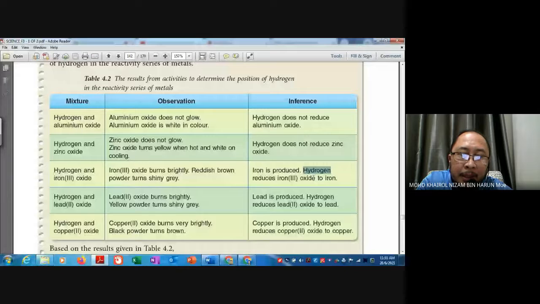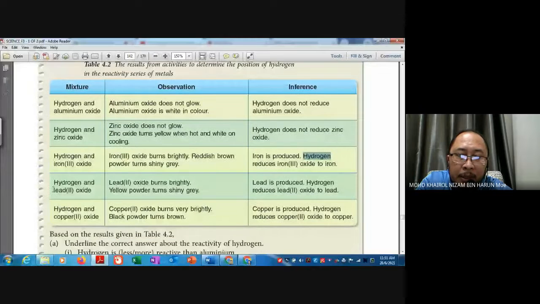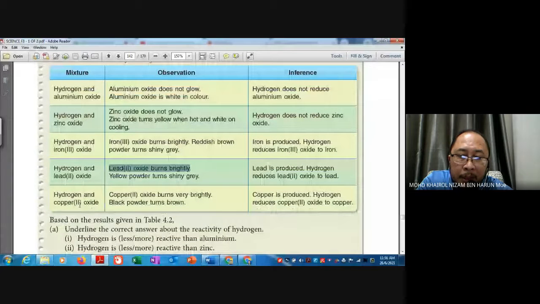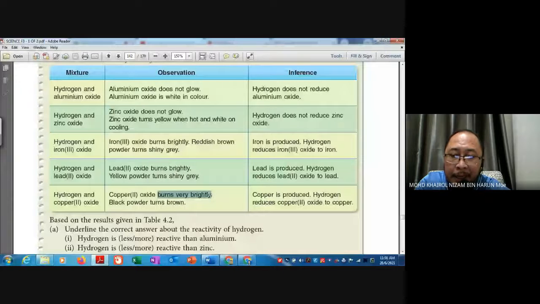Next is hydrogen and lead(II) oxide. It burns brightly, which means that hydrogen can reduce lead(II) oxide to lead, so hydrogen is more reactive than lead. Last one, hydrogen and copper(II) oxide. It burns very brightly. From here, we can say that hydrogen reduces copper(II) oxide to copper. Hydrogen is more reactive than copper.